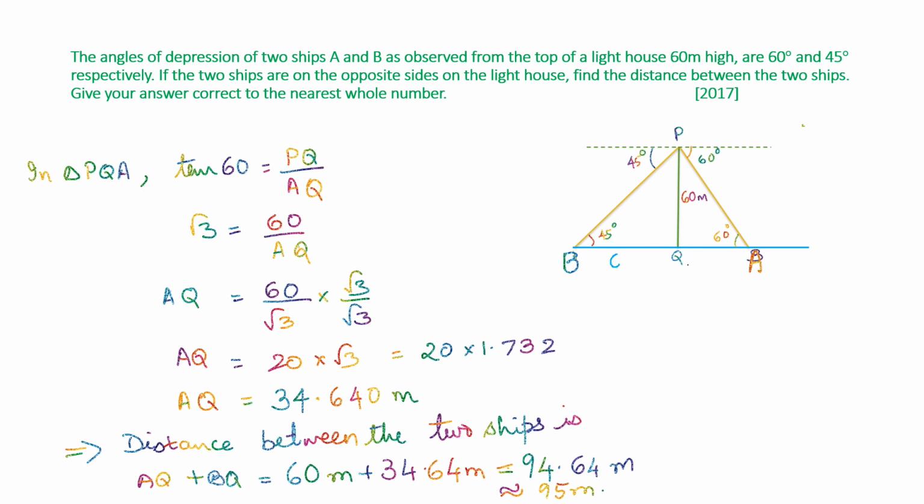Already we found out BQ to be equal to 60 meters, and this is 34.64, and therefore the distance between the two ships, AQ plus BQ, is equal to 60 plus 34.64, which is equal to 94.64. But he has asked you for the answer up to the nearest whole number. That means it is equal to 95 meters. If you leave it over here, you will lose half a mark. So please write down correctly that it is equal to 95 meters.